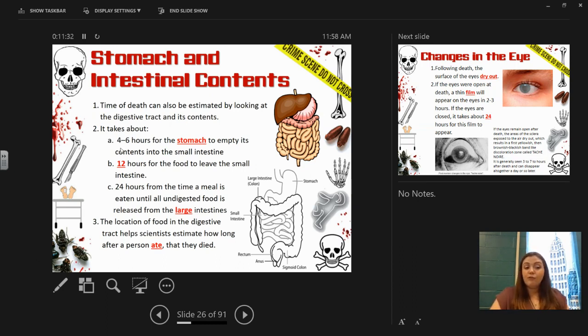It takes about 4 to 6 hours for the stomach to empty its contents into the small intestine, 12 hours for the food to leave the small intestine and go into the large intestine, and 24 hours from the time a meal is eaten till all the undigested food is released, meaning you go to the bathroom. So the location of food in the digestive tract helps us know how long the person has been dead if we know when they ate their food.